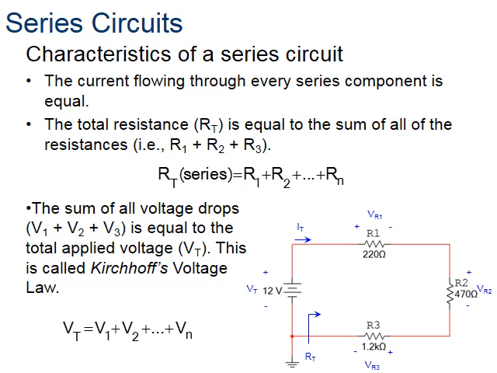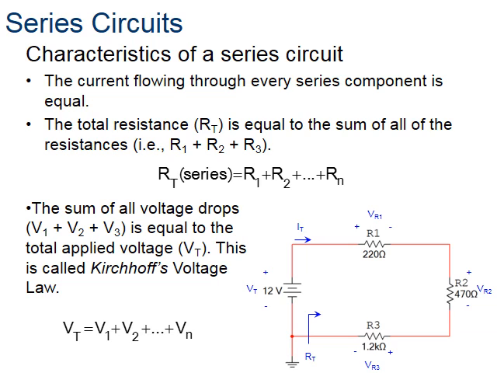So we remember for Ohm's law, we have current that we're concerned about. We're concerned about voltage, and we're concerned about resistance. So if current's the same everywhere, then let's take a look at resistance. So for a series circuit, the total resistance equals the sum of all the resistances that are in that circuit. And similarly, the sum of all the voltages across the components add up to the total voltage. So here's what that means.